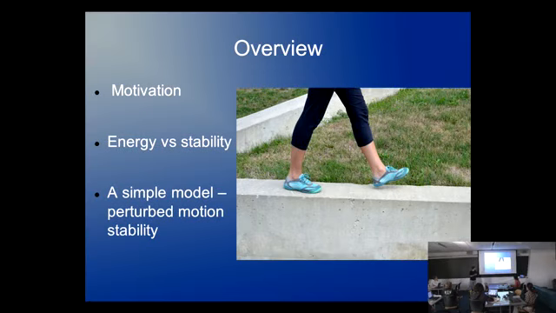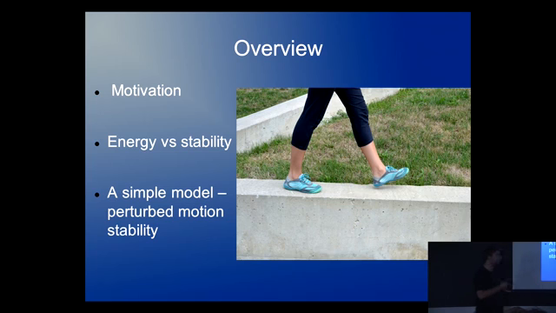In this talk, I'll give you some motivation for why we want to study the system and the structure of how we walk. Then I'll go on to the main physical principle governing it, which is the competition between minimizing the energy and maximizing the stability, similarly to what you have in statistical mechanics, where you have to minimize the free energy, which is maximizing the entropy and minimizing the energy. And lastly, I'll go on to discuss a simple model for studying the stability of some perturbed motions.